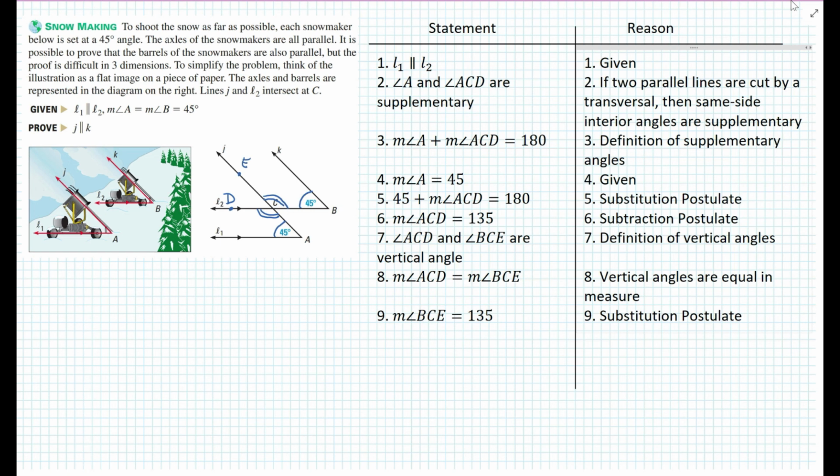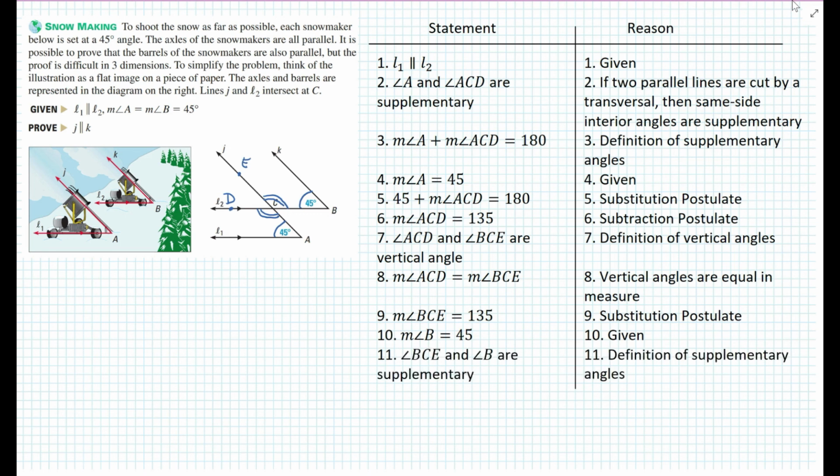So what do we notice here at this point? Well, let's write down the last given, that the measure of angle B is equal to 45. So what can we say about the measure of angle BCE and the measure of angle B? They also add up to 180, and therefore they must be supplementary. So we can say that angle BCE and angle B are supplementary from its definition. Notice that these are also the same side interior angles of lines J and K that are cut by the transversal segment CB. So therefore these lines have to be parallel.